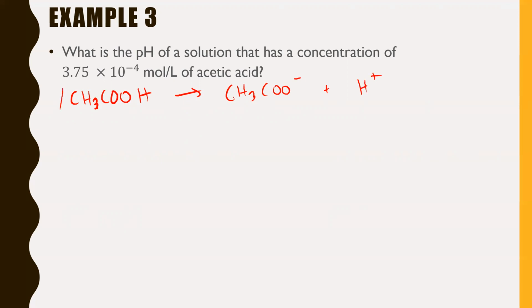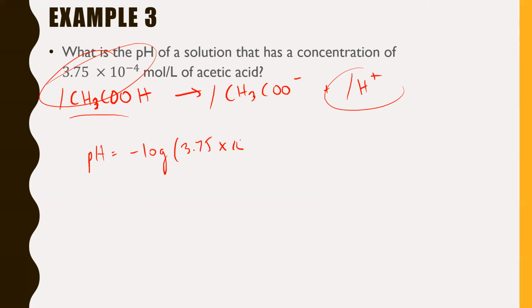And what do you know? Once again, the coefficients in front of all these is 1. So the concentration here of this guy is actually going to be the same as the concentration of your hydrogen ions. So you might as well just say pH equals negative log of 3.75 times 10 to the negative 4. Throw that in your calculator real quick. Negative log 3.75 times 10 to the negative 4. And bingo, bango, bongo, 3.43. That's your pH. No big deal.